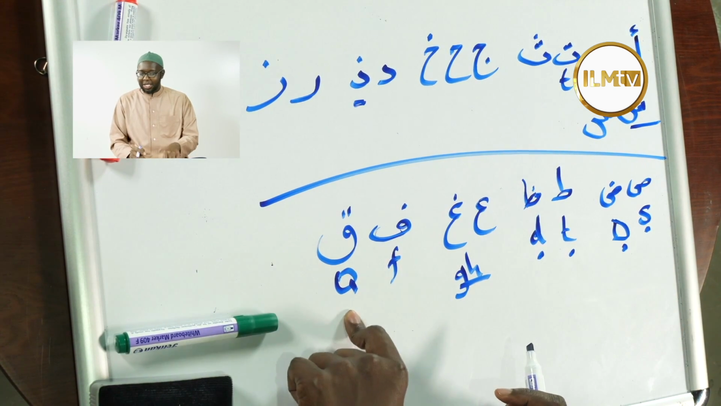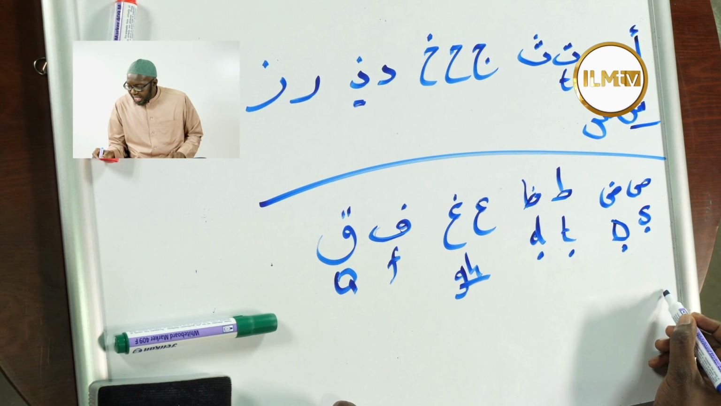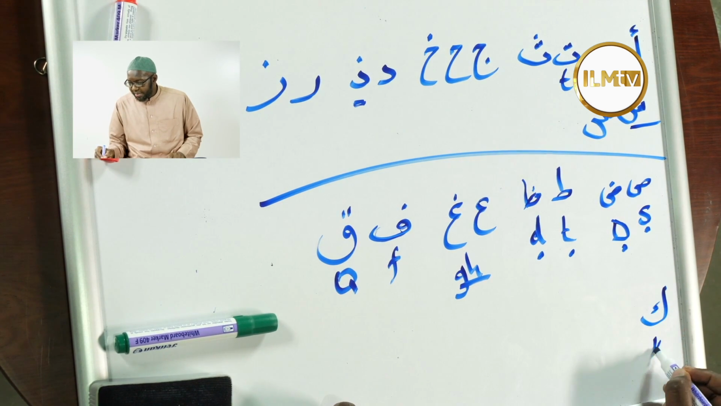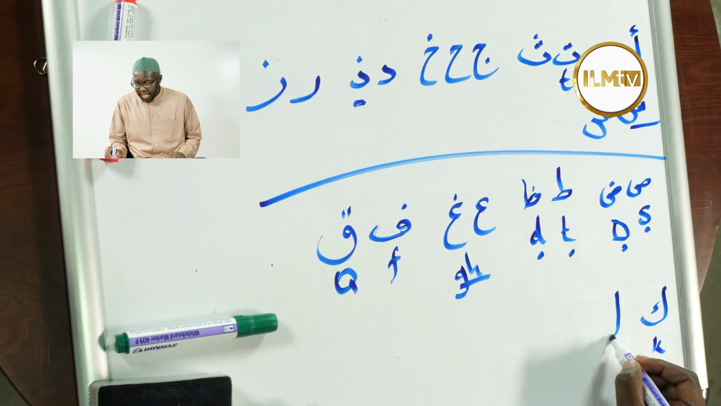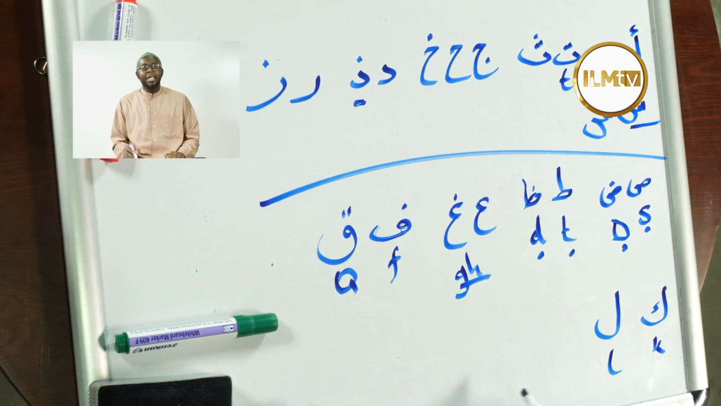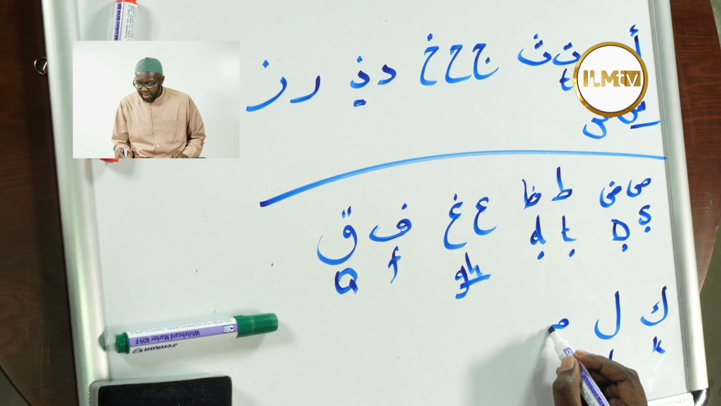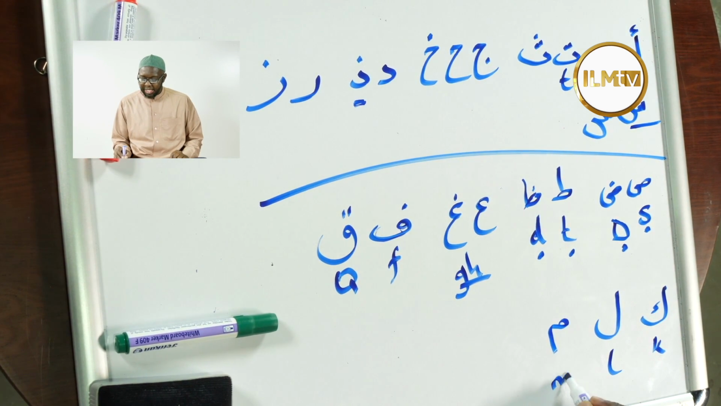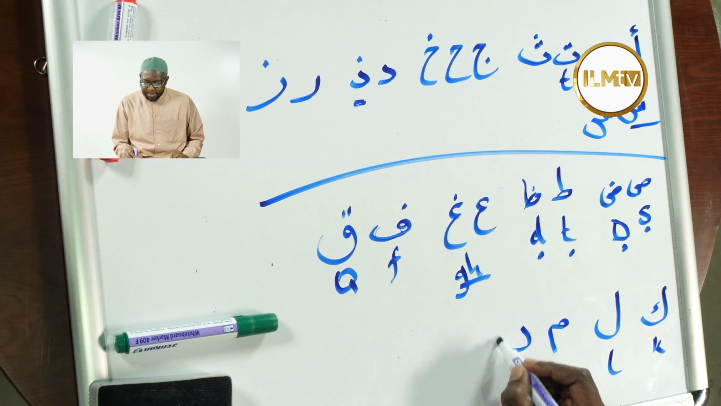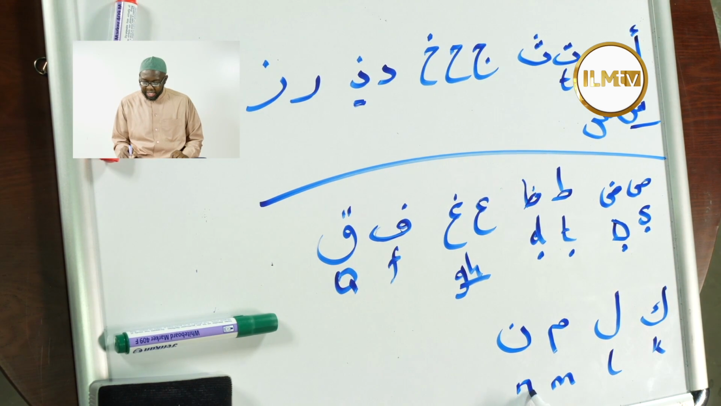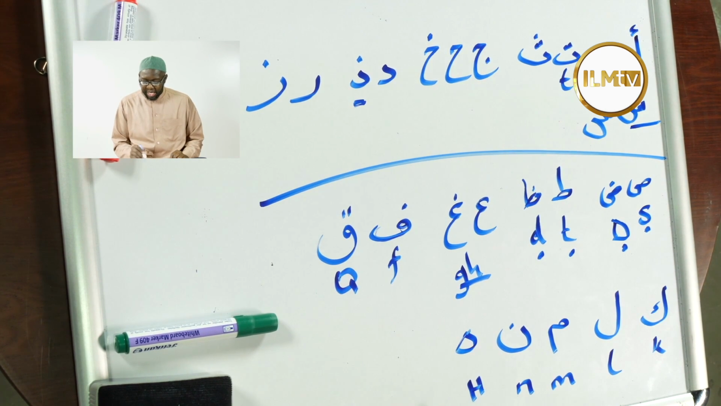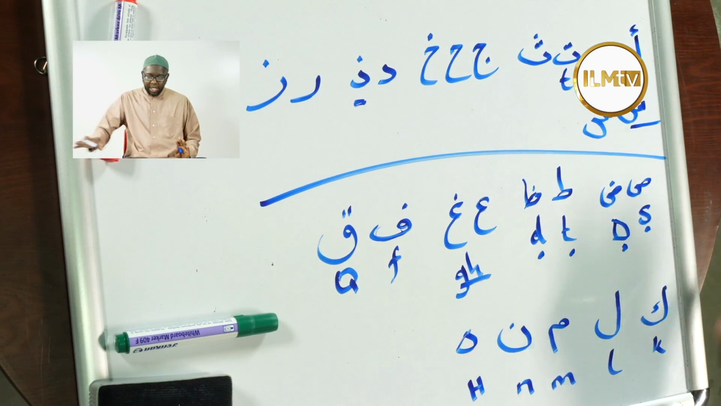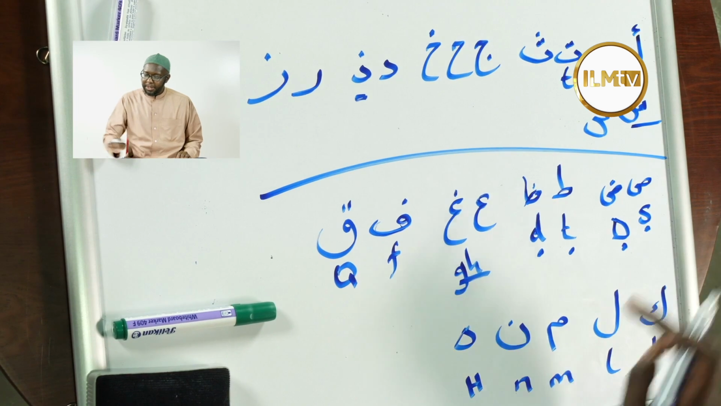So this is Arabic. Then we have Kaf, which represents a K. Then we have Lam, which represents an L. Then we have Mim, which represents an M. Then we have Noon, which represents an N. Then we have Ha, which represents an H. Okay, so far let's look here. How many letters do we have?